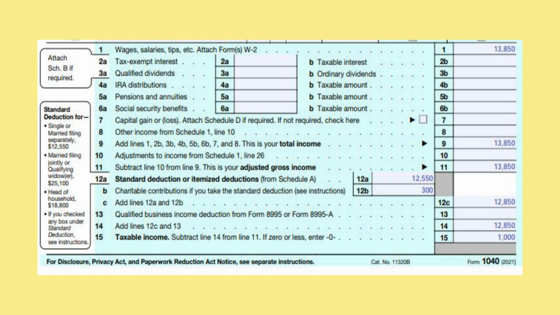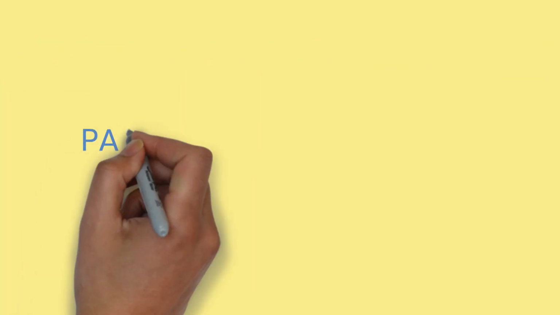Add lines 12A and 12B together to arrive at $12,850 for 12C. And carry that down to line 14 as you do not have a qualified business income deduction. Subtract line 14 from 11 to arrive at $1,000 on line 15 for your taxable income.